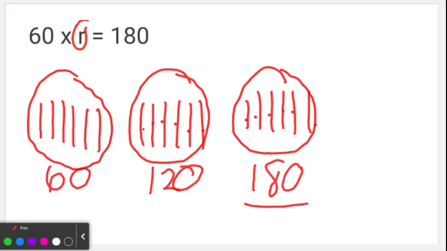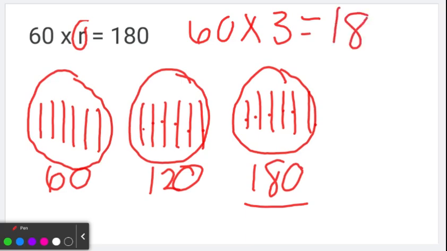So I have 3 groups of 6 tens. So that means that 60 times 3 equals 180. So R equals 3.